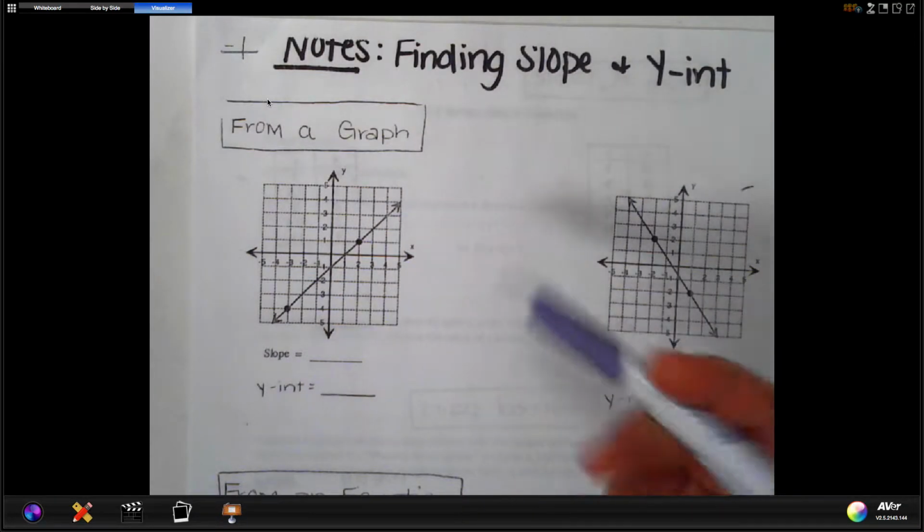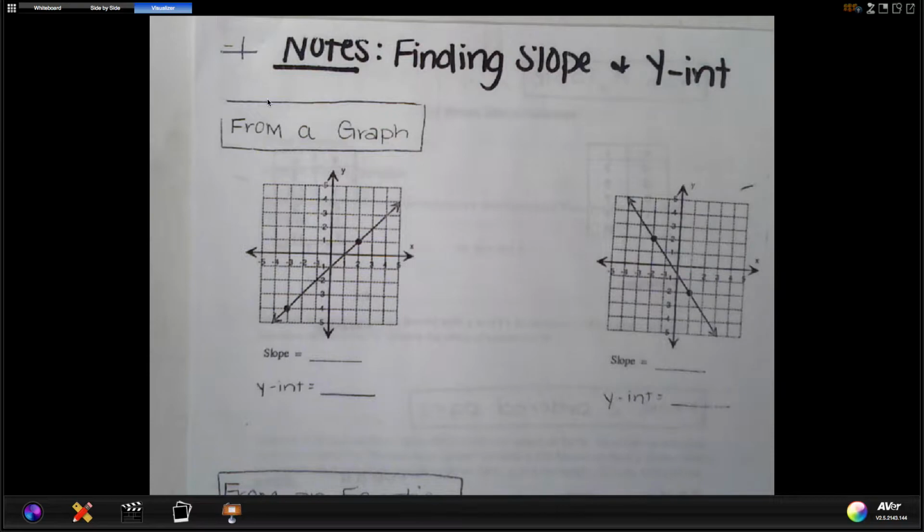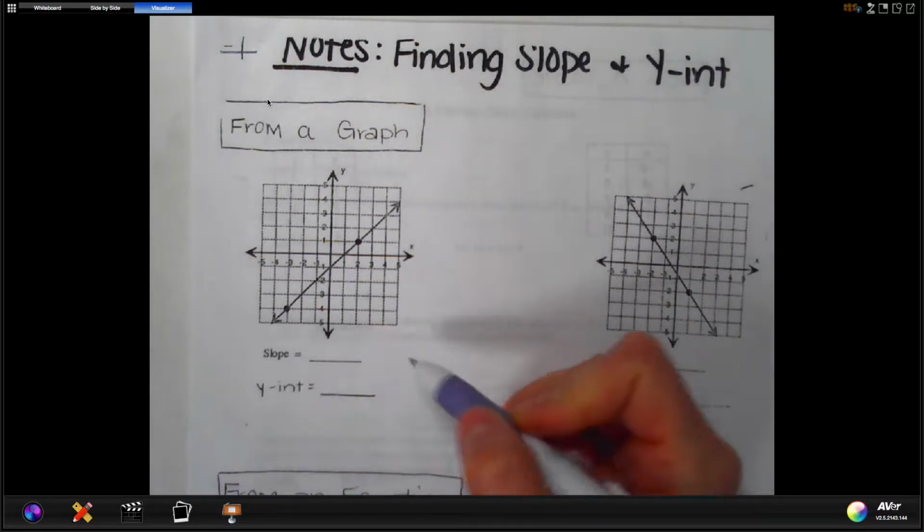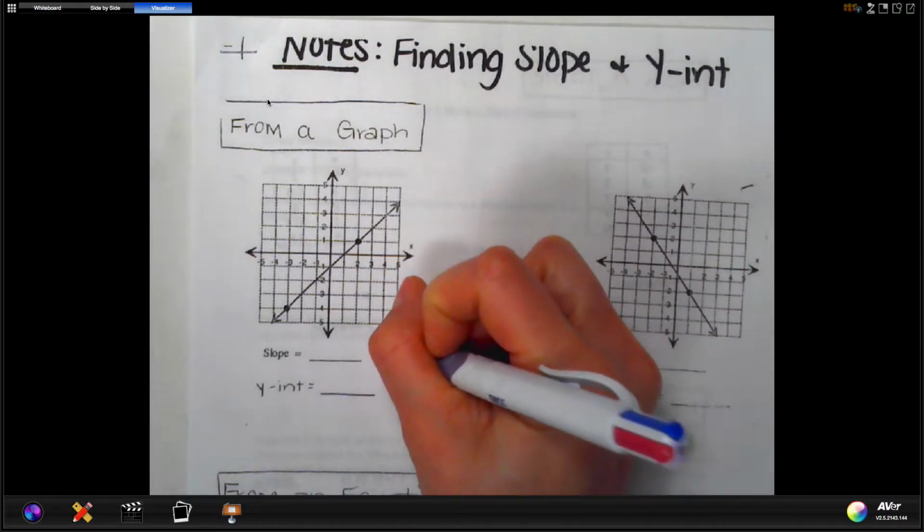So we're going to start on the first page of our note packet that looks like this, and we're going to start with finding slope and y-intercept from a graph. On a graph, let me remind you that you can find slope by finding the rise over the run.